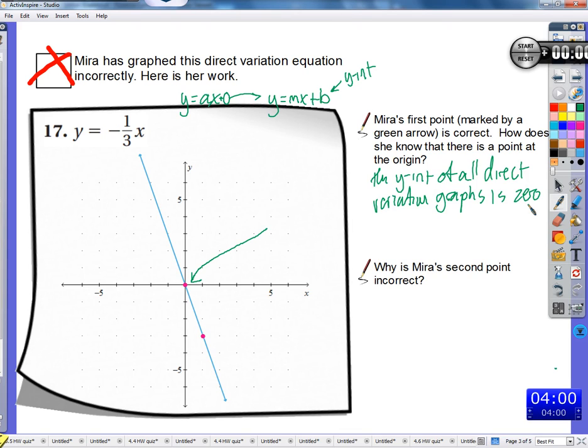But here we come to the second point. This is where Mirror makes a mistake. Why is her second point incorrect? She just flipped it around. So she did down 3 and to the right 1. That would be negative 3 over 1. She just got them mixed up. Common mistake when we're maybe rushing through things. It should be rise 1, run 3, with one of them being negative. So down 1 and to the right 3 would do the trick. Flipped.